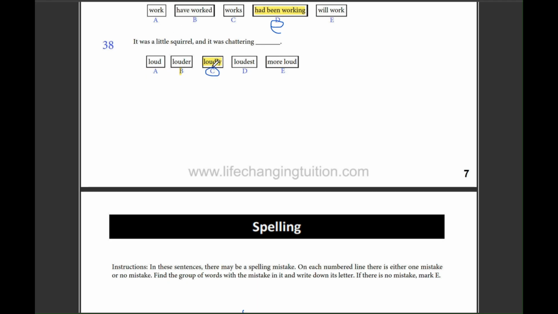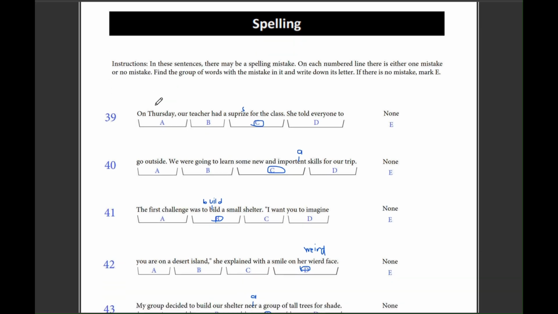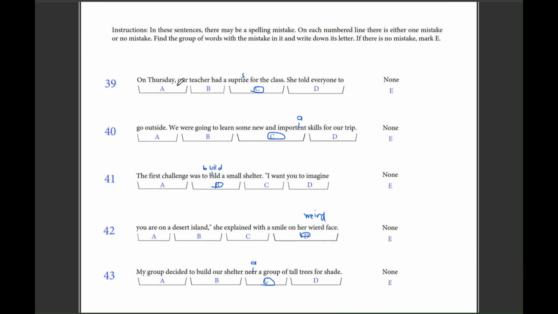Question 39. Spelling. On Thursday, our teacher had a surprise for the class. Our choices here are A, on Thursday, B, our teacher, C, surprise, D, for the class, and E, none. Now, why not E? Because only C is actually misspelled in this sentence. So the correct answer is C, surprise. The explanation clearly states that the correct spelling is surprise.